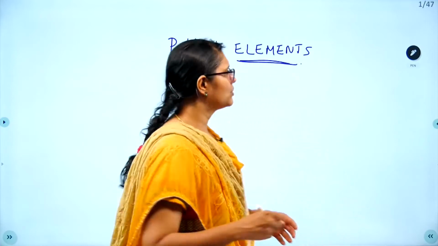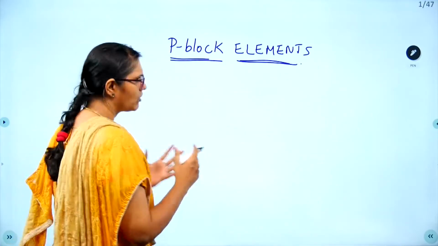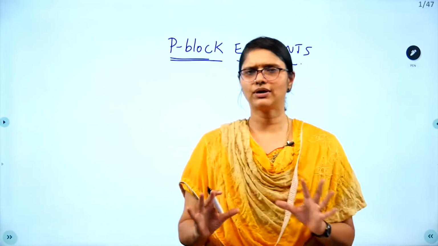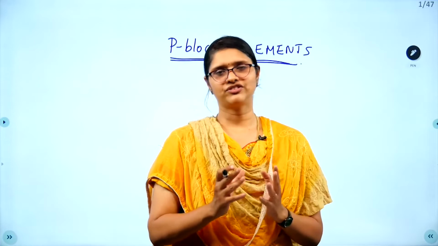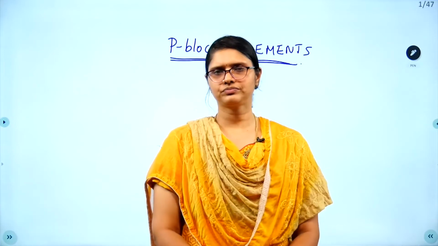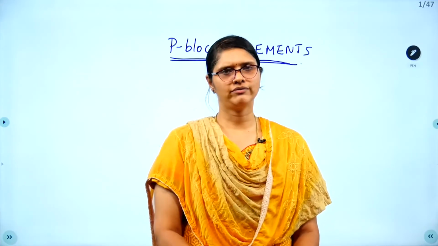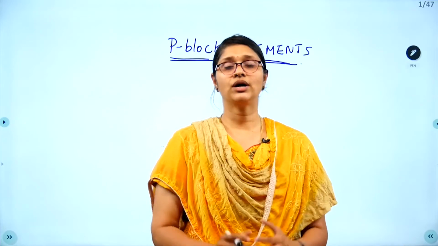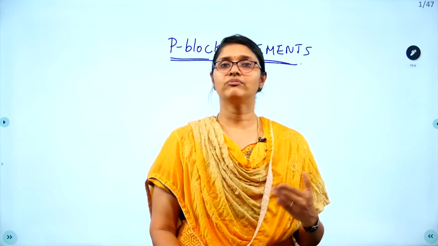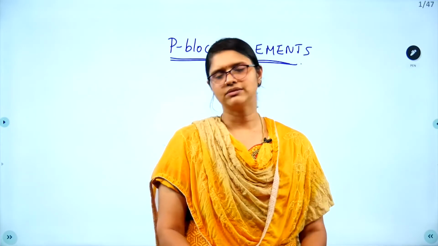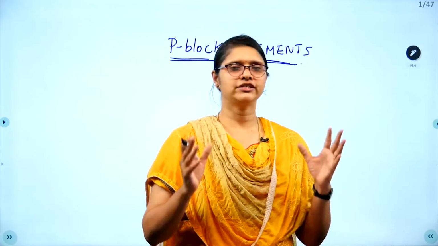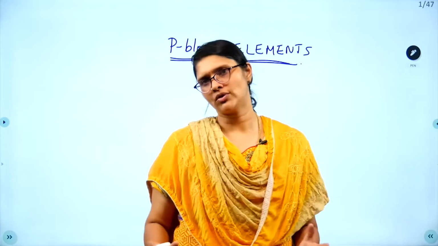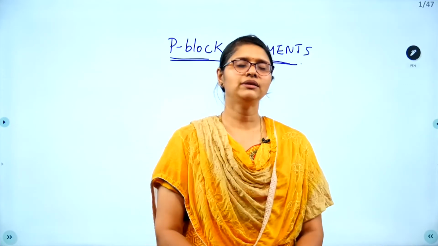So are all of them non-metals here? Generally p block elements are non-metals, but do they have metals? Yes, definitely they do have metals also. For example, you have aluminium, then you have bismuth. So all these are metals. So the p block contains metals, non-metals, and it also contains metalloids.